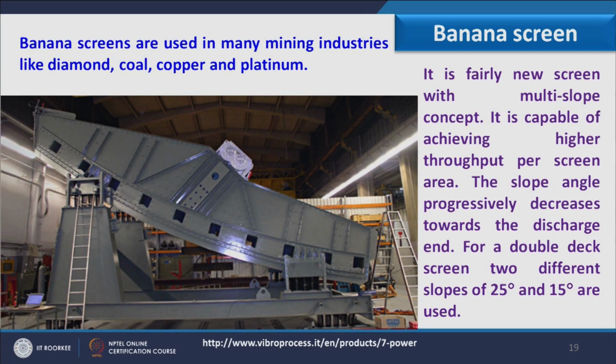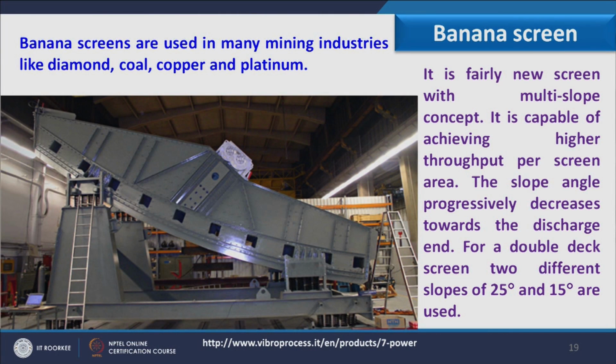And finally, we have the banana screen. Banana screens are used in many mining industries like diamond, coal, copper and platinum. If you see the structure, it looks like a banana. Here the angle of inclination is continuously changing. So, it is a fairly new screen with a multi-slope concept. It is capable of achieving higher throughput per screen area. The slope angle progressively decreases towards the discharge end.